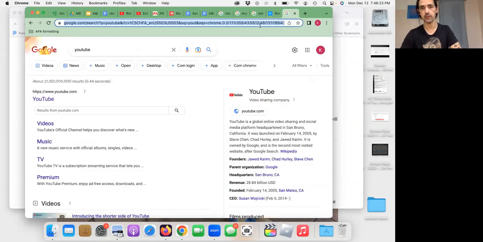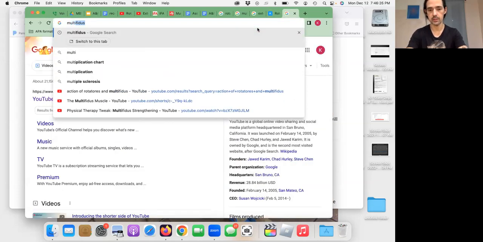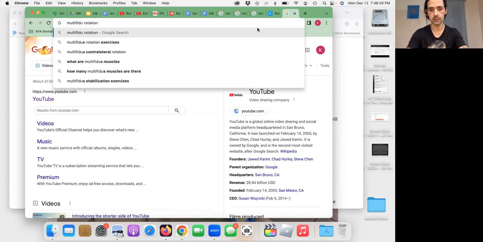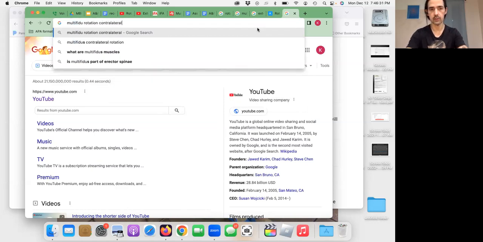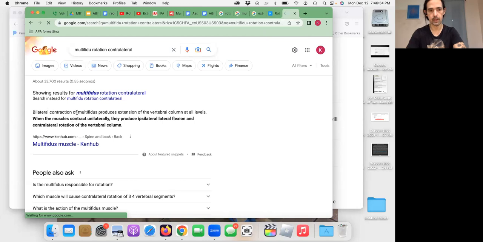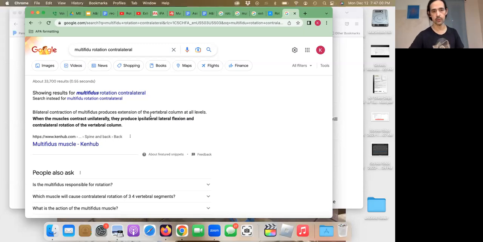So let me just make sure I'm telling you correctly about the rotation. Multifidus rotation, contralateral. Let's see. Bilateral contraction of multifidus produces extension. The vertebral column at all levels, when the muscles contract unilaterally, they produce ipsilateral, same side lateral flexion. Right multifidus side flexes the neck to the right, and contralateral rotation of the vertebral column. So that's toward the left. So the right multifidus rotates it toward the left. Contralateral rotation of the vertebral column.